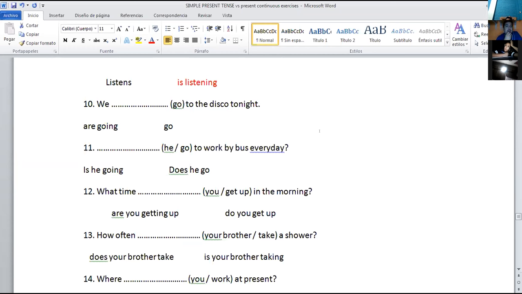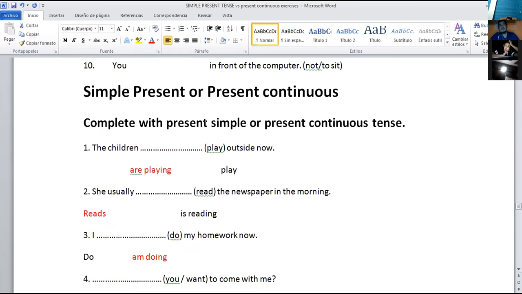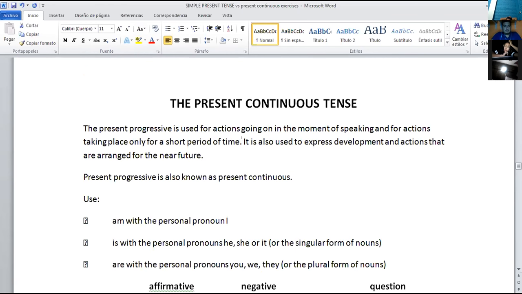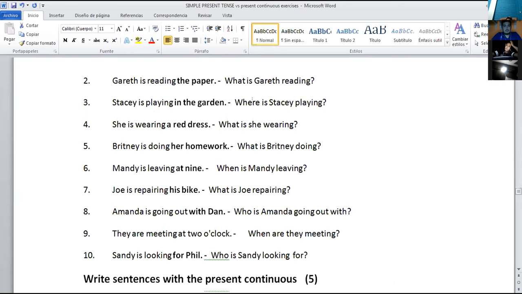We are going to the disco tonight. Why? Porque es algo que se va a dar en un corto periodo de tiempo. ¿Se acuerda? Como decía aquí, in actions taking place only for a short period of time. So, Edenilson, you are correct. Very good.